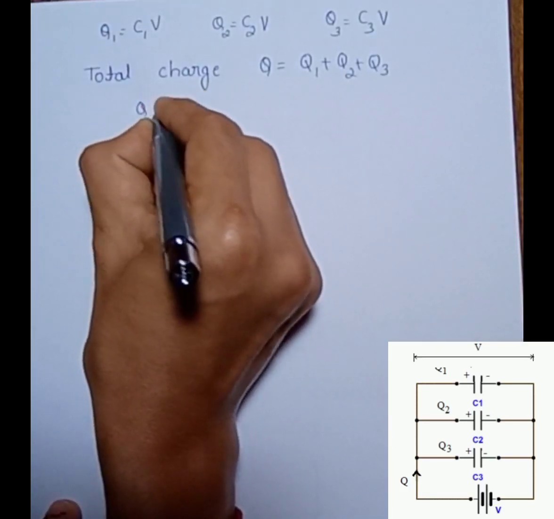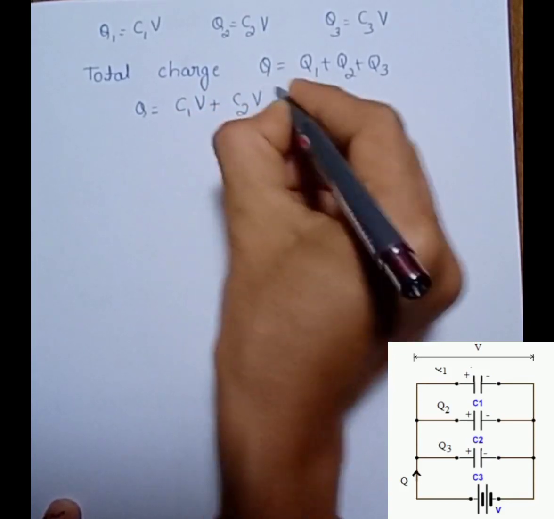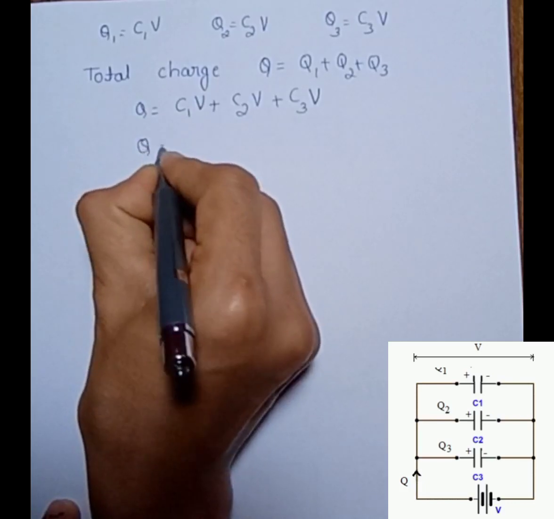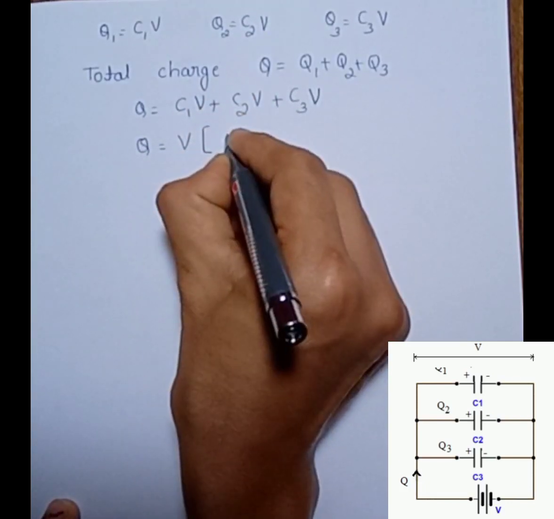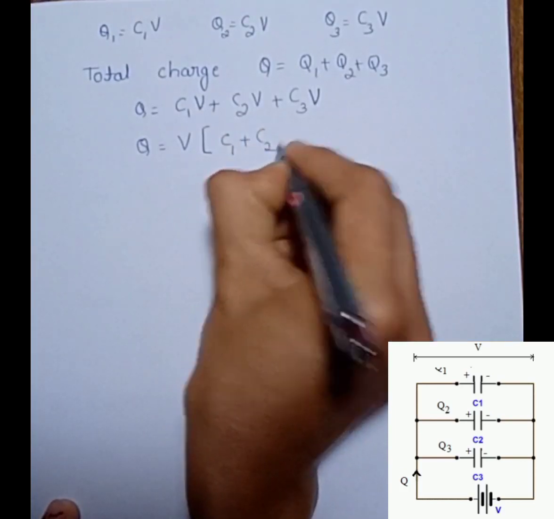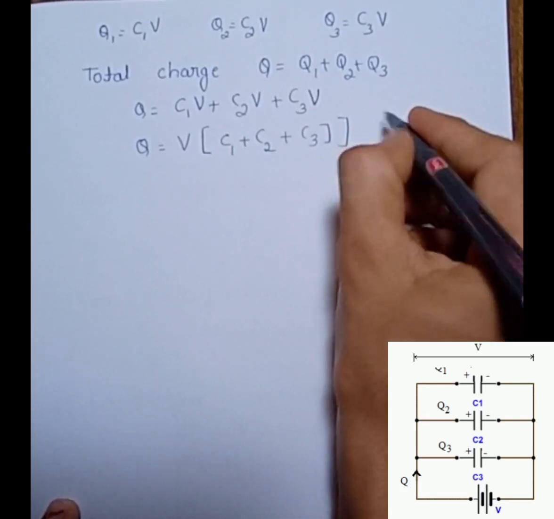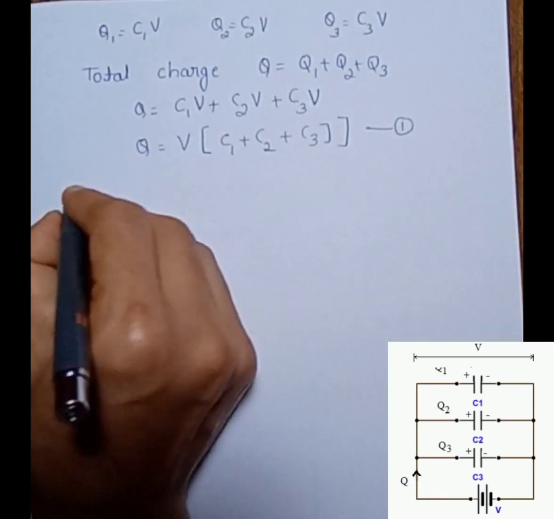So Q is equal to C1 into V plus C2 into V plus C3 into V. Therefore, Q is equal to, V is common in all the terms, just take it outside and it becomes V into C1 plus C2 plus C3. Take it as equation 1.